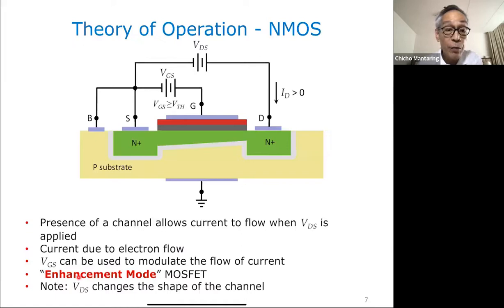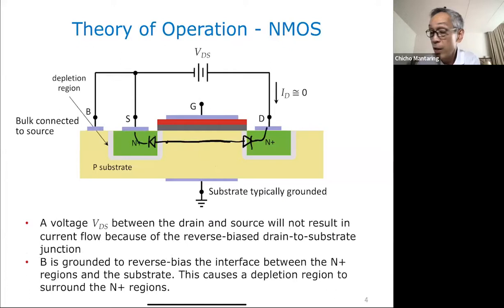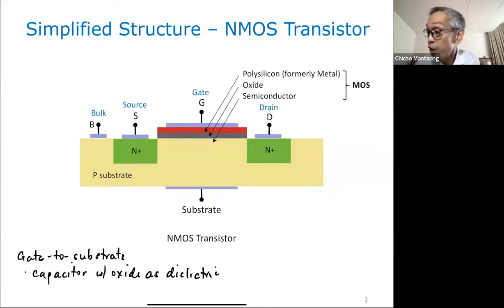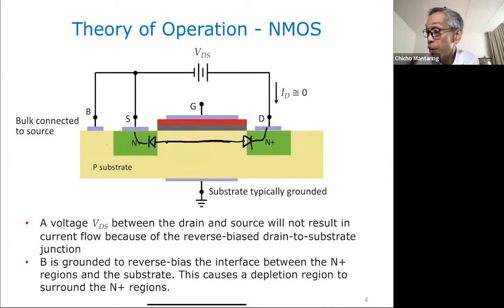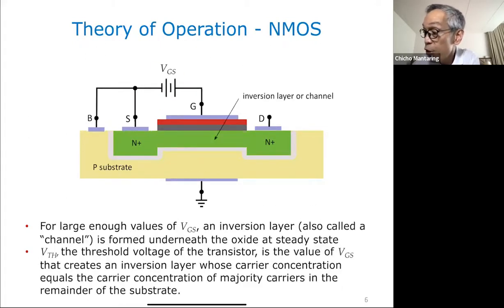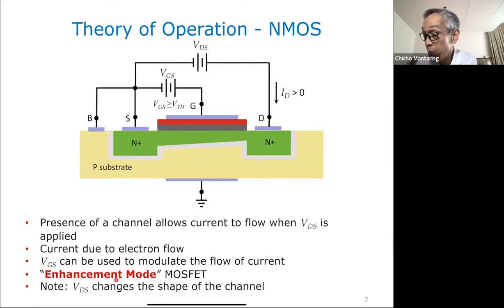MOSFET. The reason why it's called an enhancement mode MOSFET is initially there was no channel. So initially there's no channel. Okay. And then when you apply your VGS, you enhance a channel. The VGS enhances a channel. And so you call it an enhancement mode MOSFET. Okay, two more things that I want to show here.